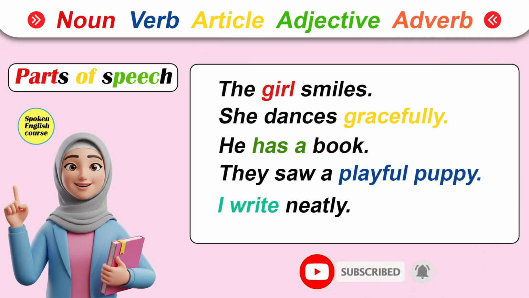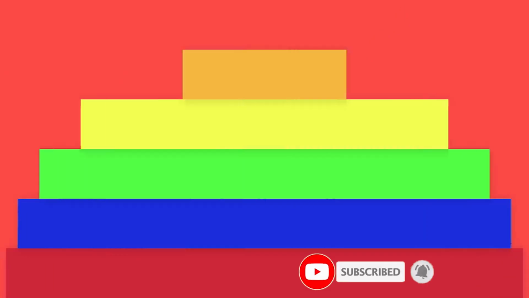The girl smiles. She dances gracefully. He has a book. They saw a playful puppy. I write neatly.